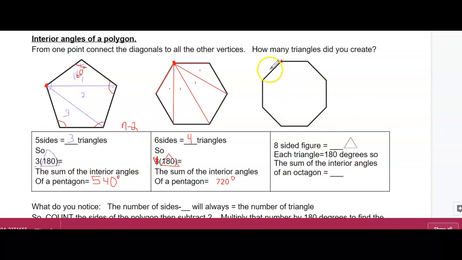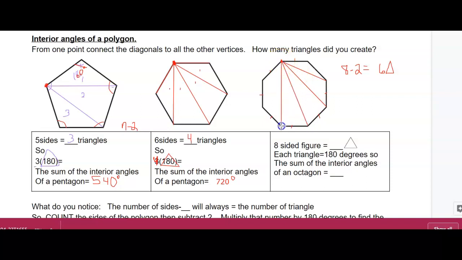So count these. There's 1, 2, 3, 4, 5, 6, 7, 8. So this is an octagon. So this is 8 sides. So 8 minus 2 will be what? 8 minus 2 is 6. So there are 6 triangles in this figure. Let's check just to make sure. And I know for sure it does because I know that rule, which I'm teaching you. Just count the number of sides and subtract 2. And let's just prove it right here.